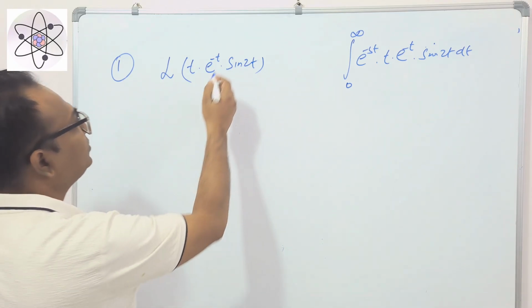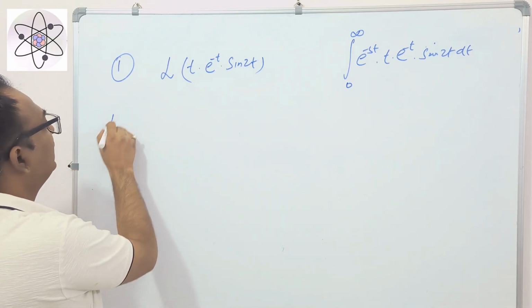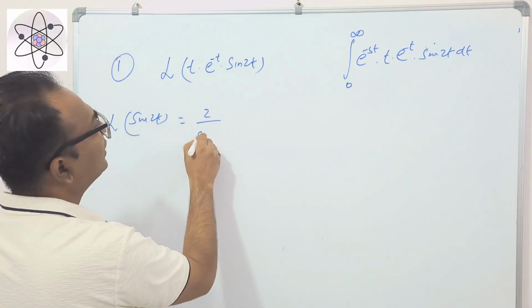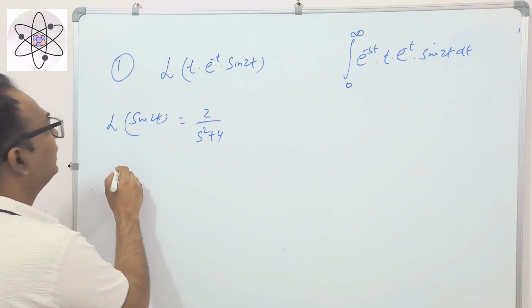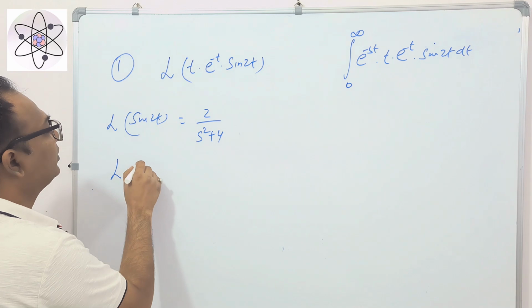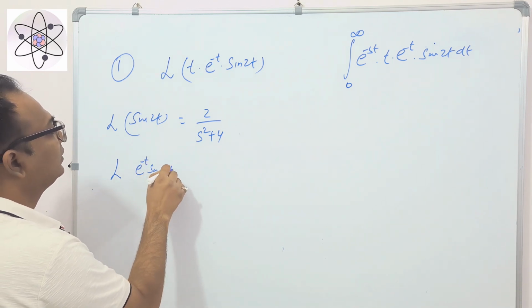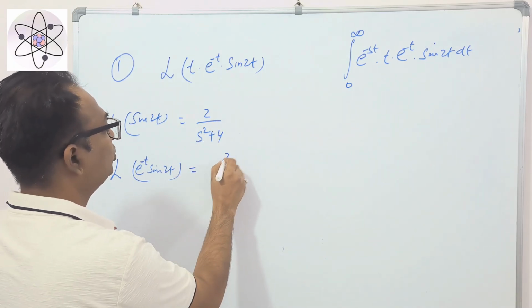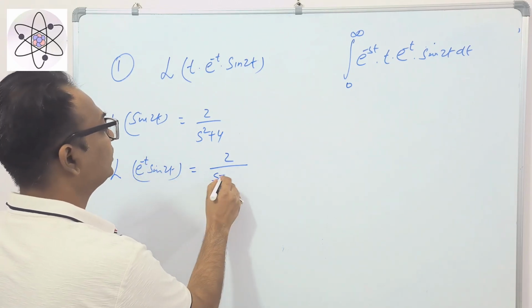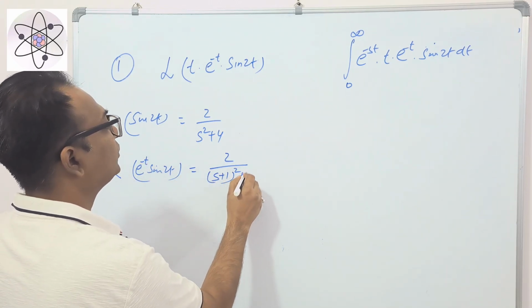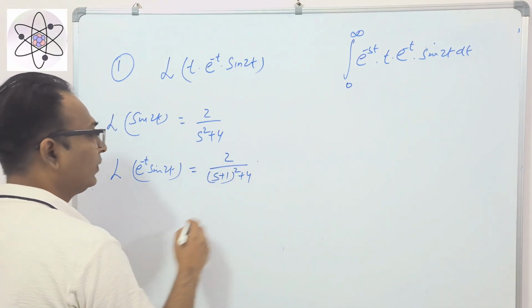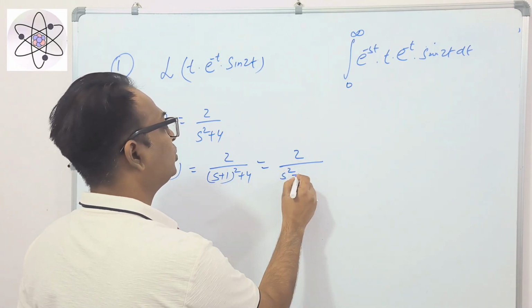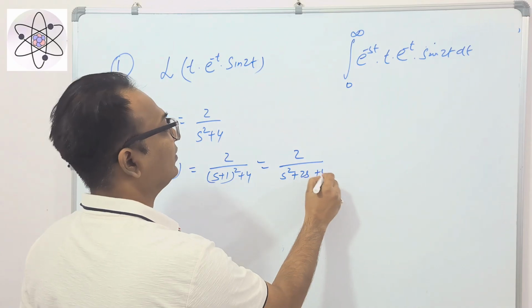What is the easy way? We know that the Laplace transform of sine 2t is 2 by s square plus 4. Then the Laplace transform of e to the power minus t sine 2t, e to the power at, is s minus a. So this is 2 by, this is minus 1, so s plus 1 square plus 4, which is equal to 2 by s square plus 2s plus 5.